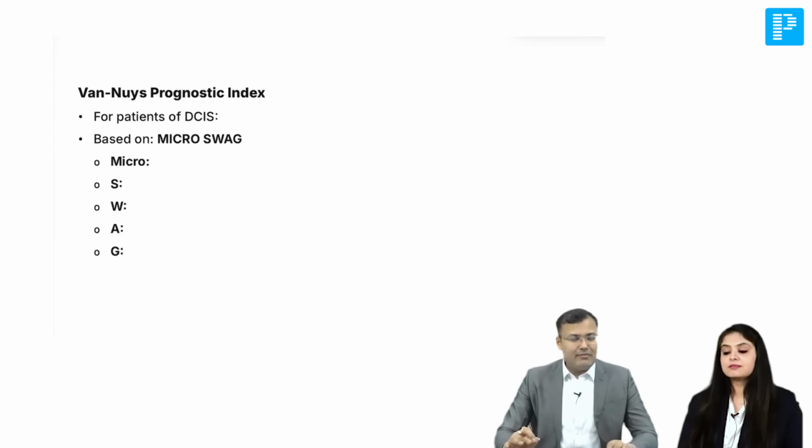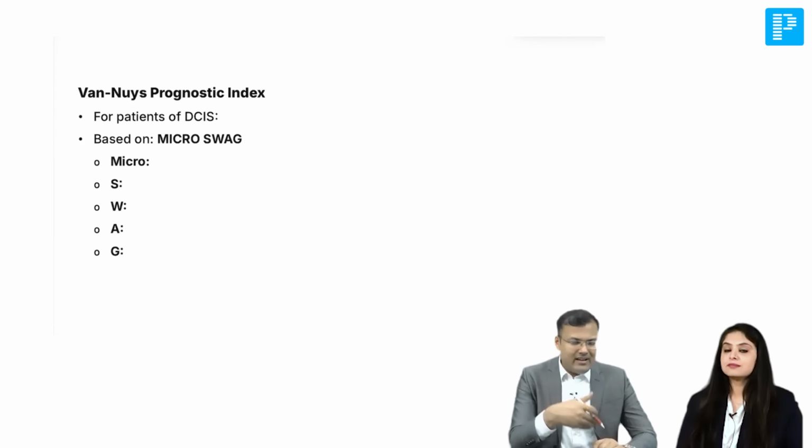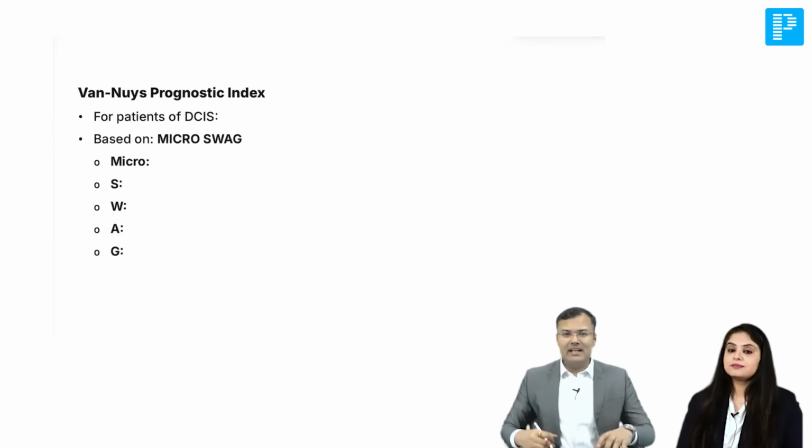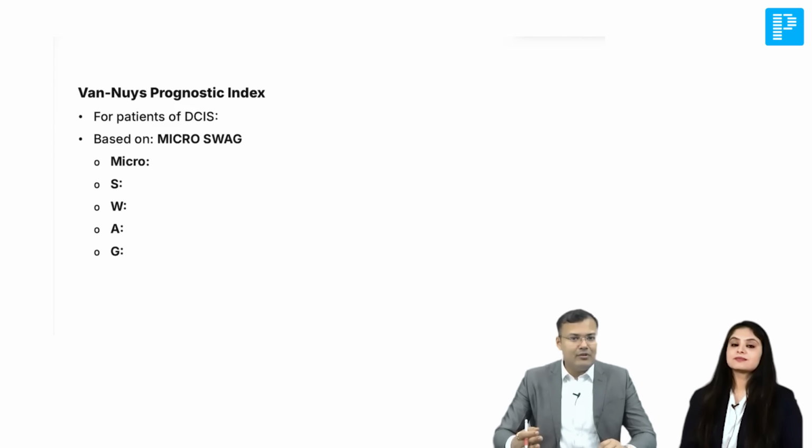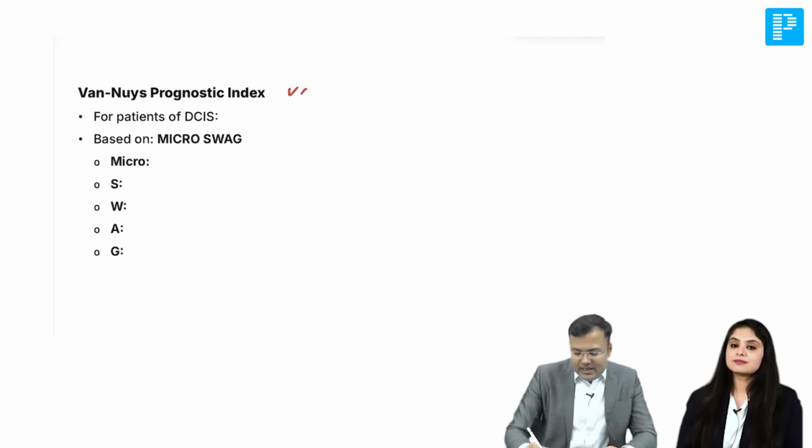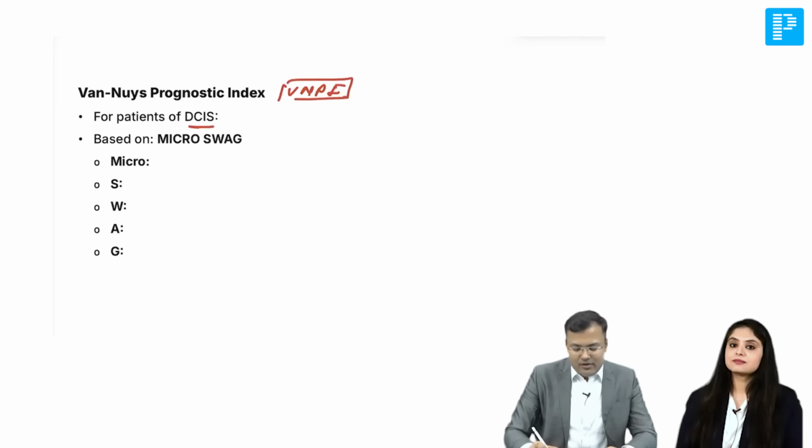Another question which is asked frequently, this was asked in NEET PG multiple times, is the Van Nuys prognostic index. And in one of the latest exams, this question was asked: a patient is having ductal carcinoma in situ. In which case are you going to give radiotherapy? In the majority of cases, lumpectomy is sufficient. But imagine the patient is having positive margins, or a high grade tumor. In that case, we give radiotherapy also. So this Van Nuys prognostic index, this is VNPI. It is for the patients of DCIS, to identify those not requiring radiotherapy.